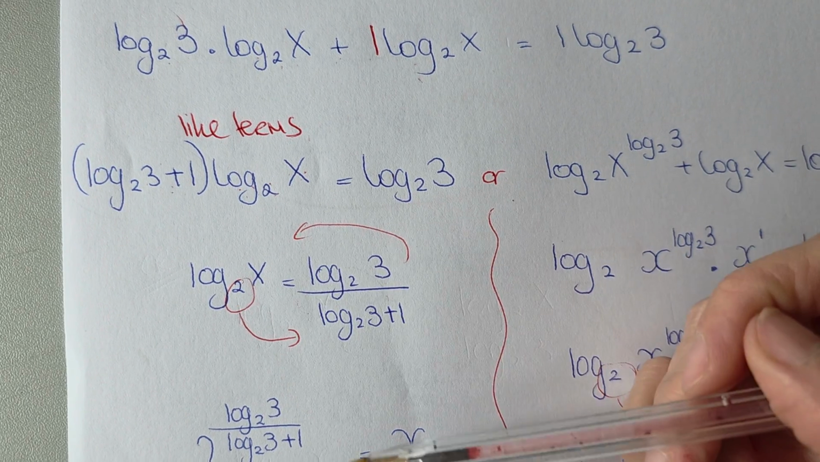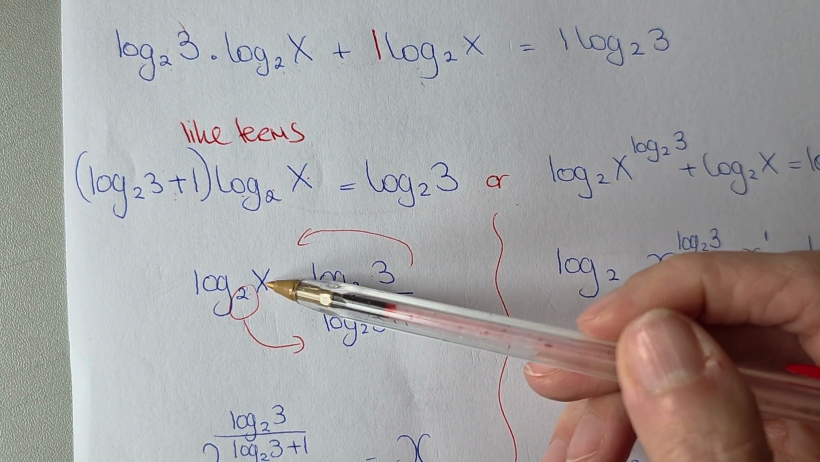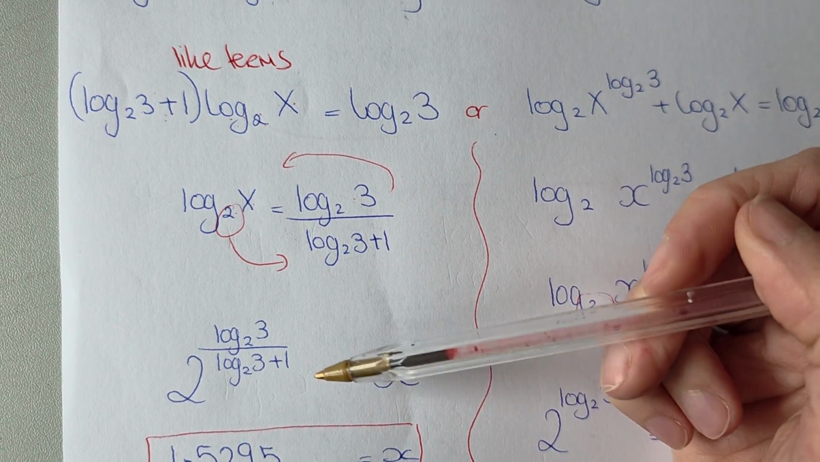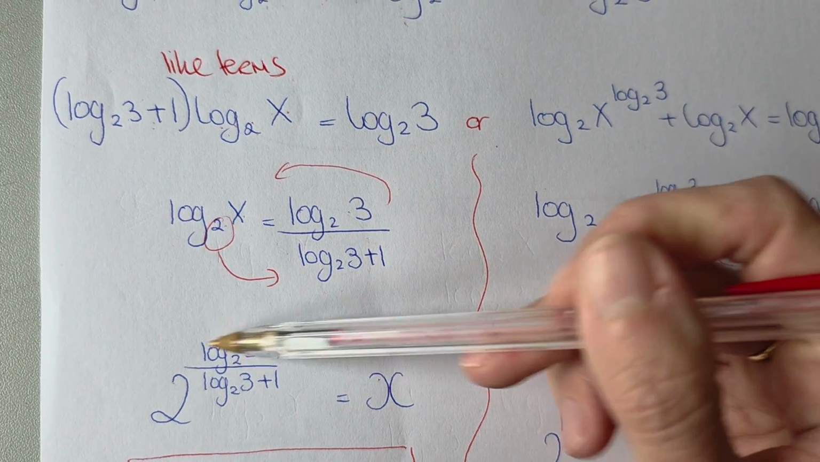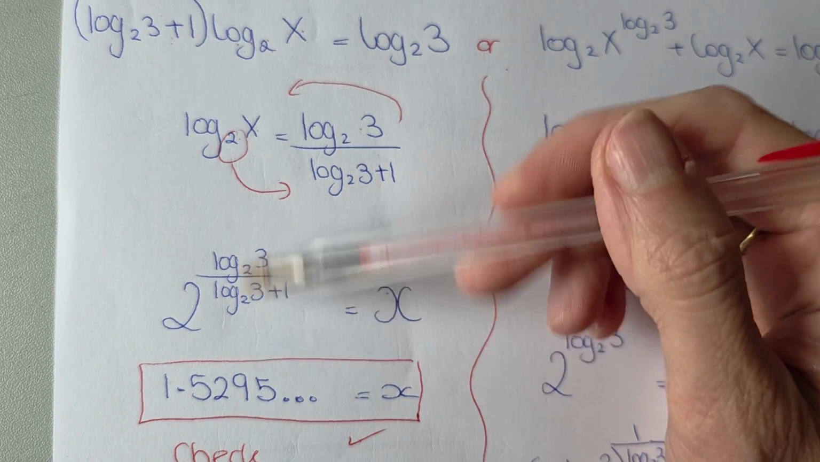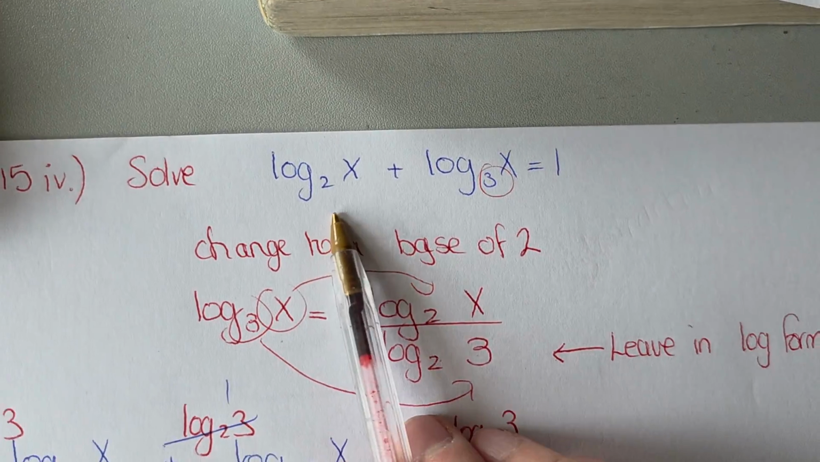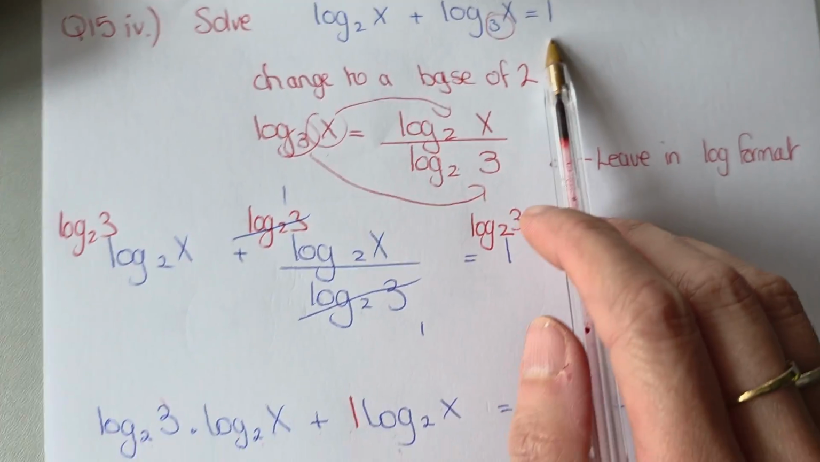The next step, take it out of log notation. So it'll be 2 to the power of this expression equals this expression. Okay? And now you have x on its own. So put all of that into your calculator and you'll get back 1.5295 and it goes on forever. Sub that back into your original equation to see will the left-hand side equal 1, and it will.